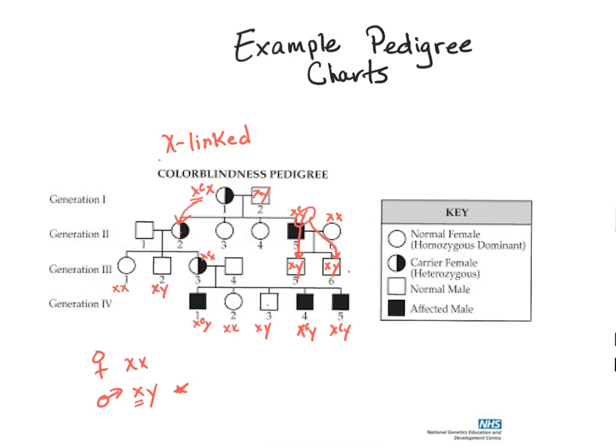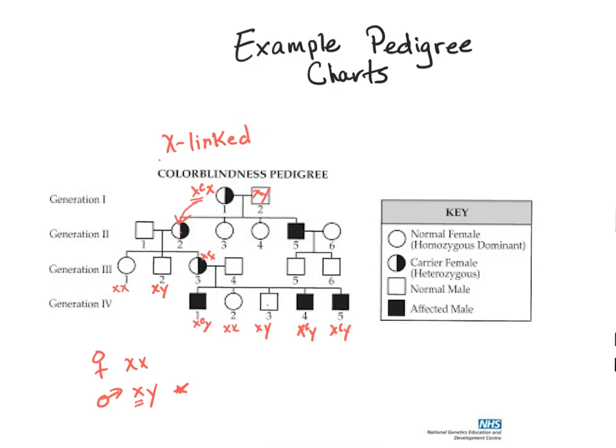So anytime there's a father in a family like this who is colorblind, he cannot pass the colorblind allele to his male offspring because it's an X-linked characteristic. So the boys have to get the defective X from their mom, not from their dad, right? Fathers can only pass a defective X on to their daughters.